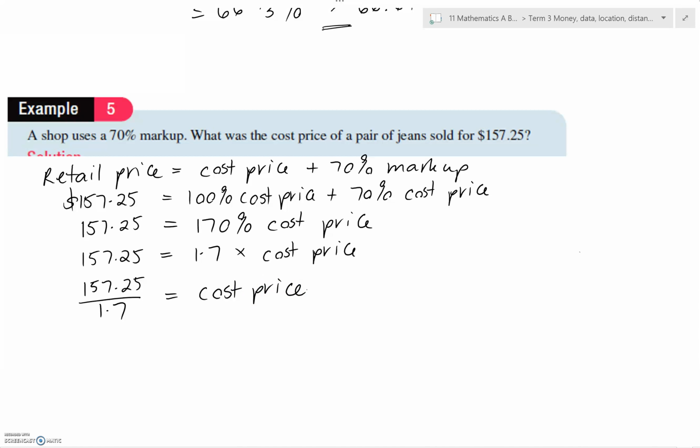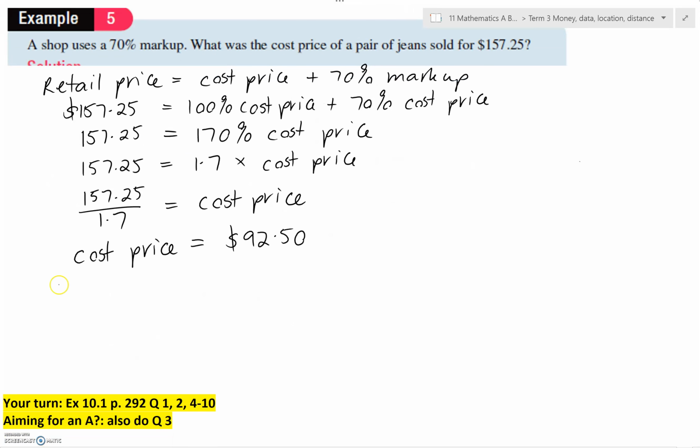So our cost price is going to be 157.25 divided by 1.7. Do that in your calculator and make sure your unknown is written on the left-hand side. So in this case, our cost price is $92.50. Now, we should write a sentence because it is a word problem. So the cost price of the jeans, and of course we should have done that on the last two as well, a bit slack and we didn't, but please do, was $92.50.